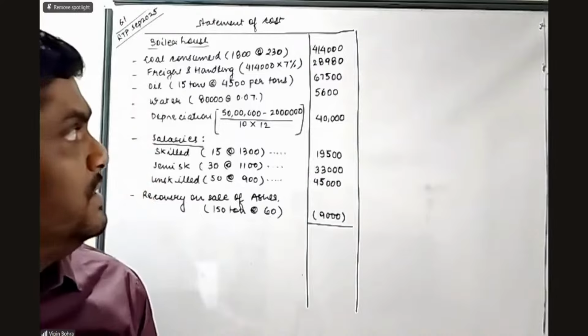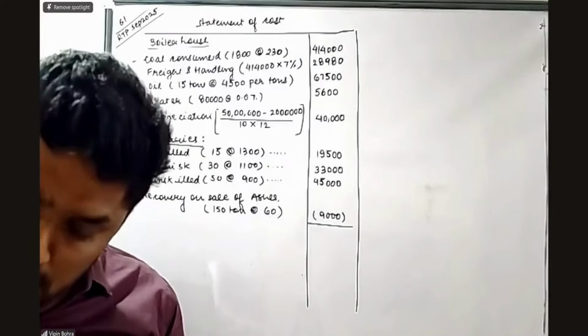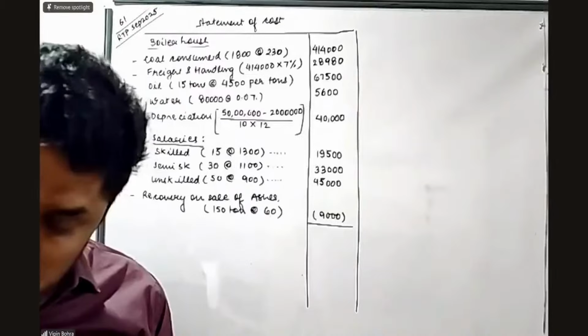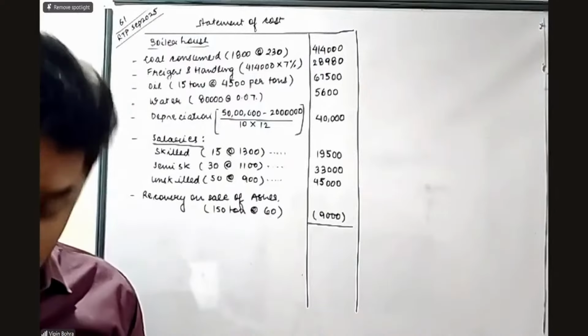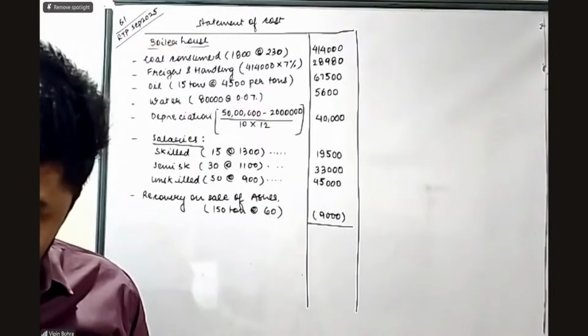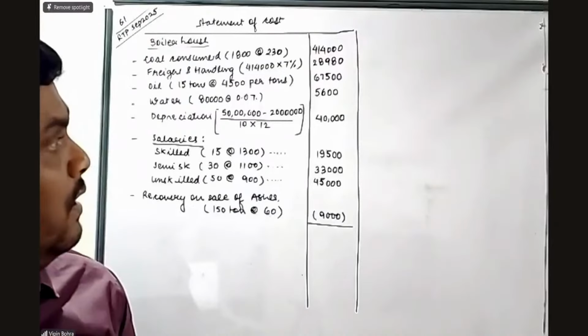Four lakh 14,000, 28,980, 67,500, 5,600, 40,000.